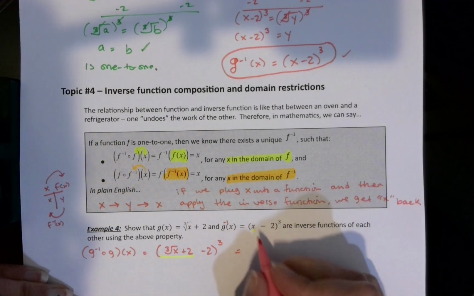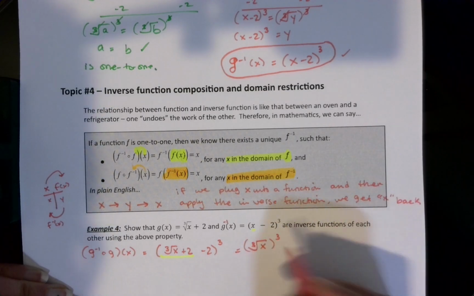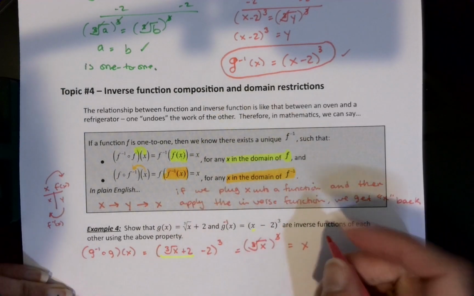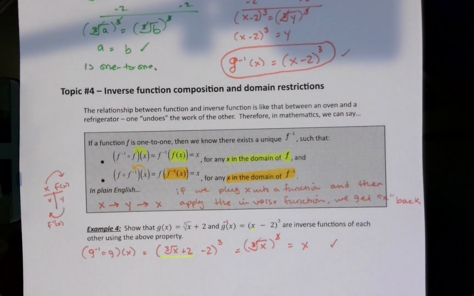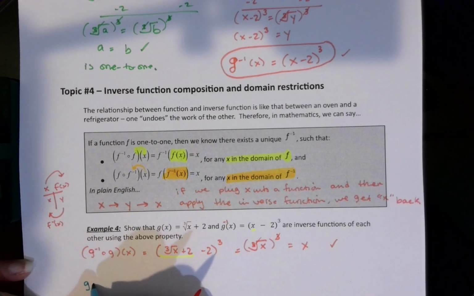Plus 2 and minus 2 reduce. So cube root of x cubed. Cube root and cube reduce. So I get back to x like I am supposed to. We need to test in both orders. So that's the g inverse of g. Let's also do the composition in the order g of g inverse.